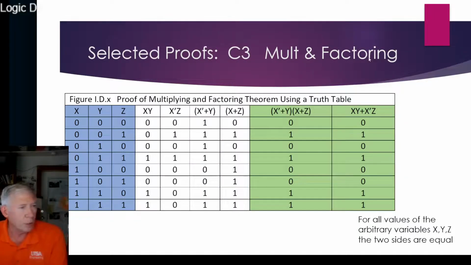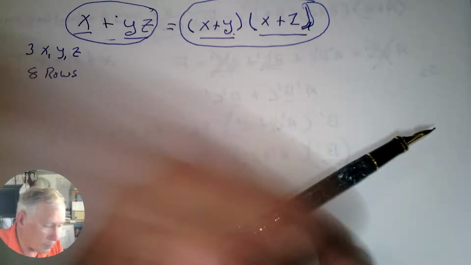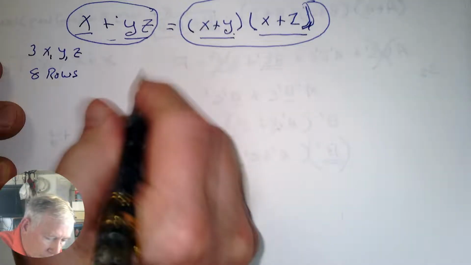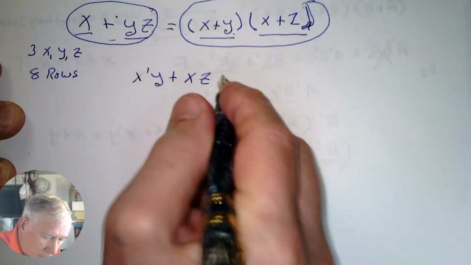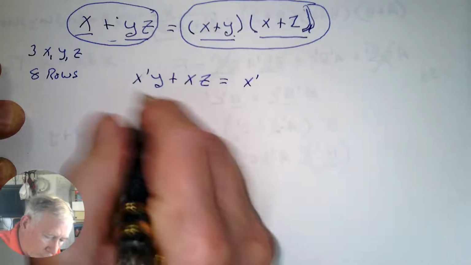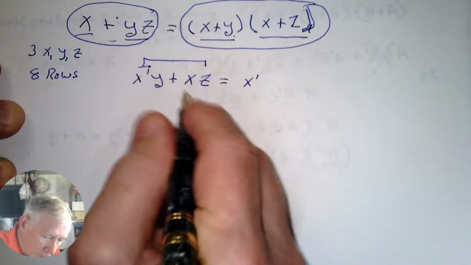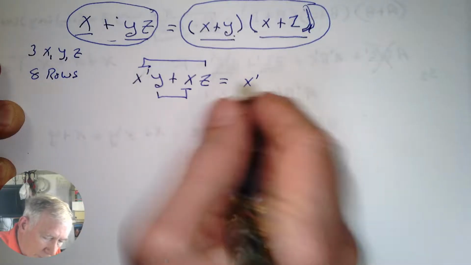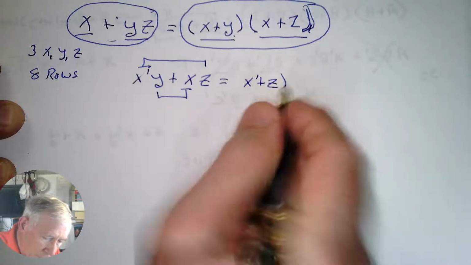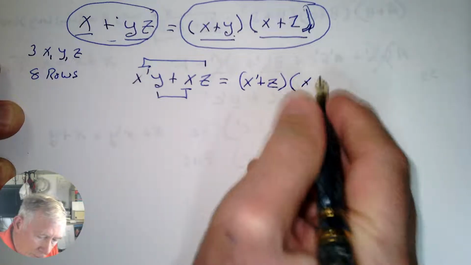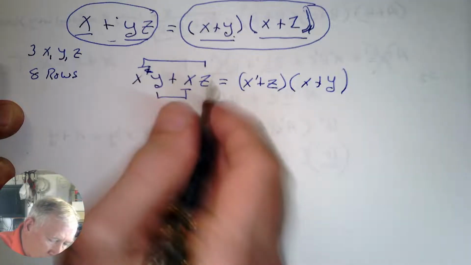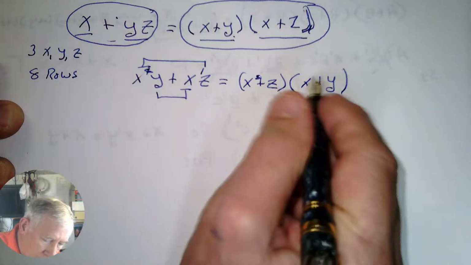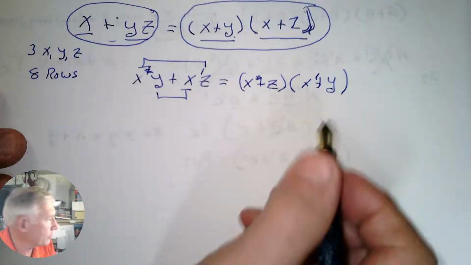And then we do have another proof here, and this is the multiplying and factoring theorem. We do the same thing here. So if we go down here and write that out, remember the multiplying and factoring theorem is x prime y plus xz equals, and remember we do these little connecting things, x prime plus z quantity times x plus y. Now you can move this prime. If instead of putting the prime here, you put the prime there, then you take it off of here and put it over there. It doesn't really matter where you put the prime as long as you keep it straight.